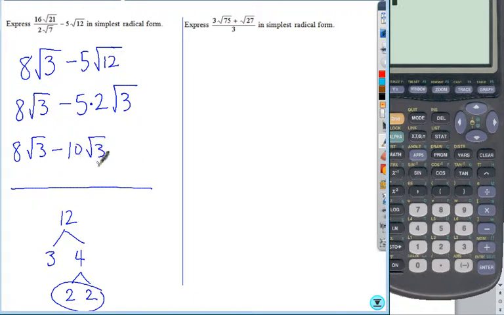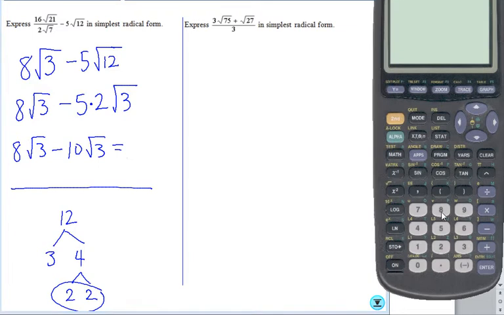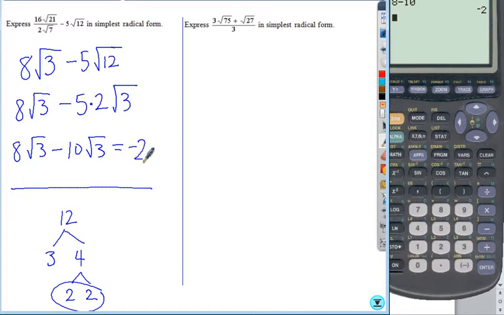And look, conveniently I have like terms. And they're trying to get you here. 8 minus 10 is going to be a negative, right? 8 minus 10 gives you negative 2. So the answer to this problem is negative 2 radical 3. So let's check our answer.